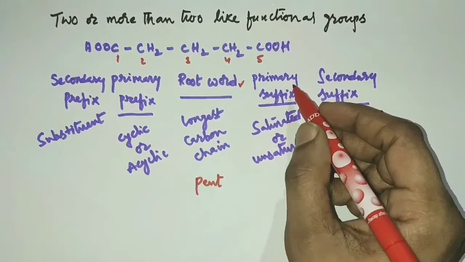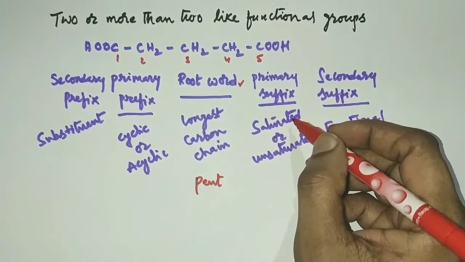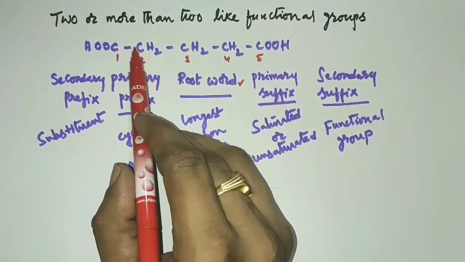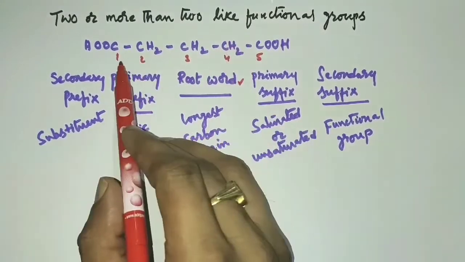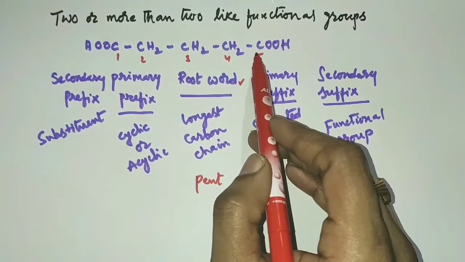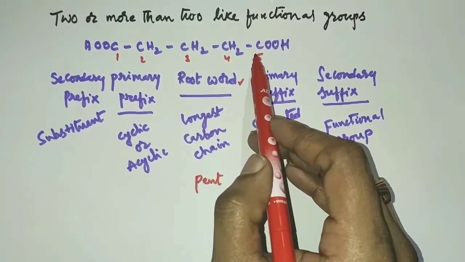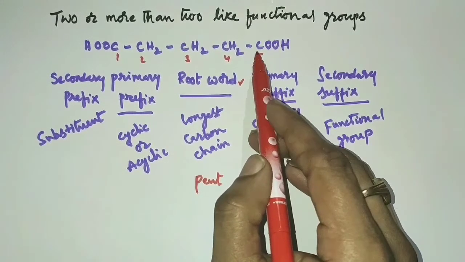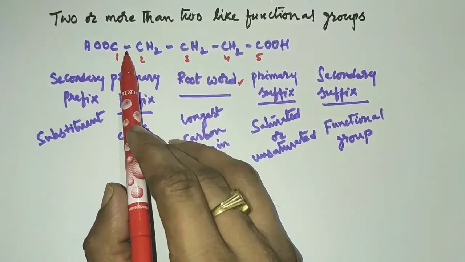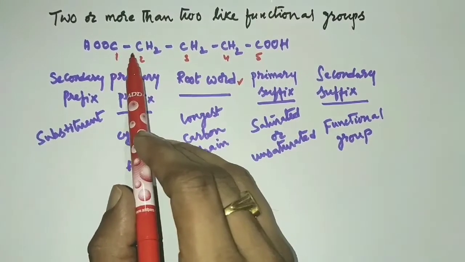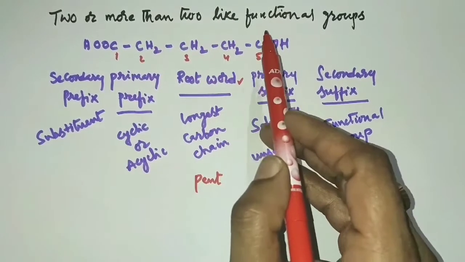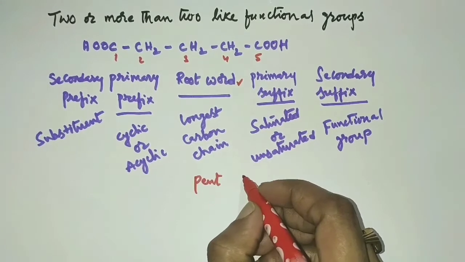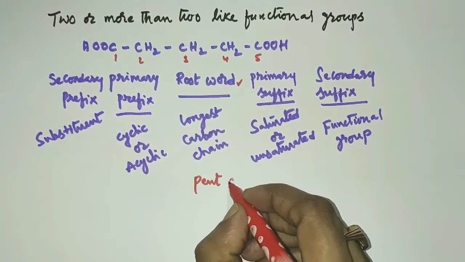And primary suffix indicates whether the compound is saturated or unsaturated. Saturated compound means if the bonds present between the carbon atoms of the longest carbon chain, if all of them are single bonds, then we consider the compound as saturated compound. If any double or triple bonds are there, then we consider it as unsaturated compound. But here all bondings we have between carbon atoms are single bonds. So it is a saturated compound, and for a saturated compound primary suffix is AN.